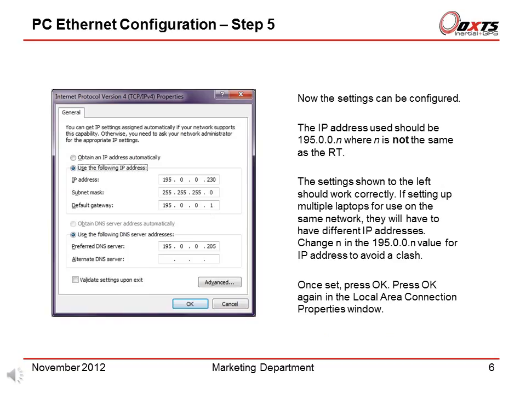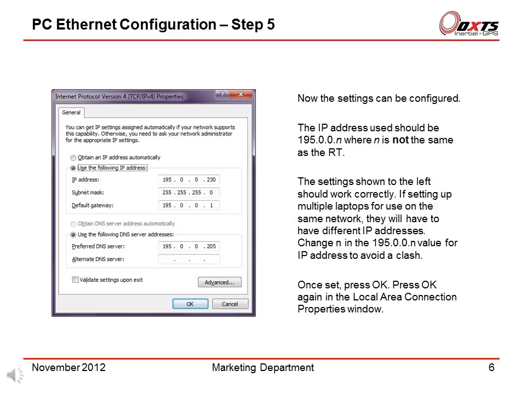Now let's look at step 5 of the PC Ethernet configuration. Now you'll need to configure the Internet Protocol version 4. The IP address used should be 195.0.0.n, where the N is the same as the RT. The settings shown to the left should work correctly. If setting up multiple laptops for use on the same network, they will have to have different IP addresses. Change the N in the 195.0.0.n value for IP address to avoid a clash.